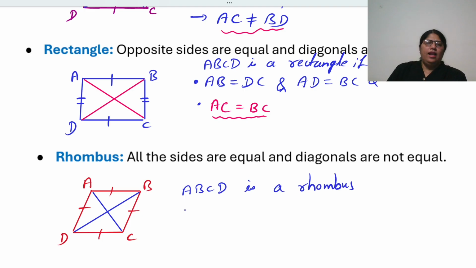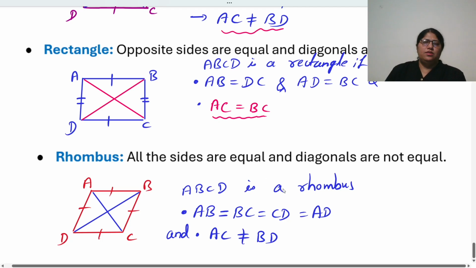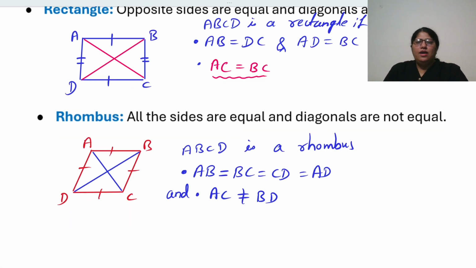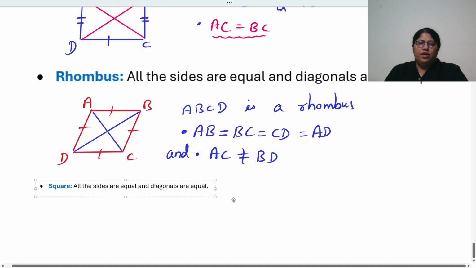For rhombus, again I'll calculate the length of all four sides using the distance formula. And if I'm able to show AB is equal to BC is equal to CD is equal to AD, and all these cases should be true, AC is not equal to BD, then we can say it is a rhombus, right? Now after that, what is there for square? Square, all four sides will be equal and diagonals are also equal. So you can take parallelogram and rectangle together and then square and rhombus together, right?